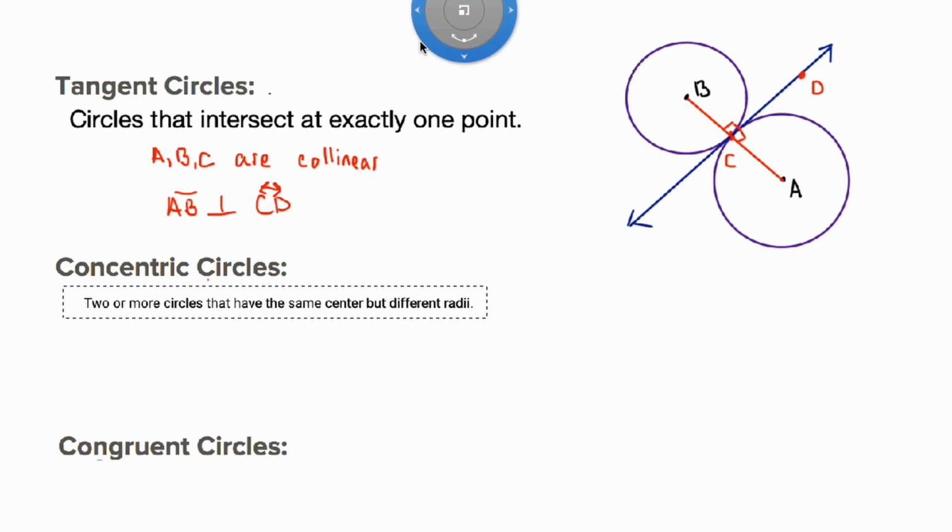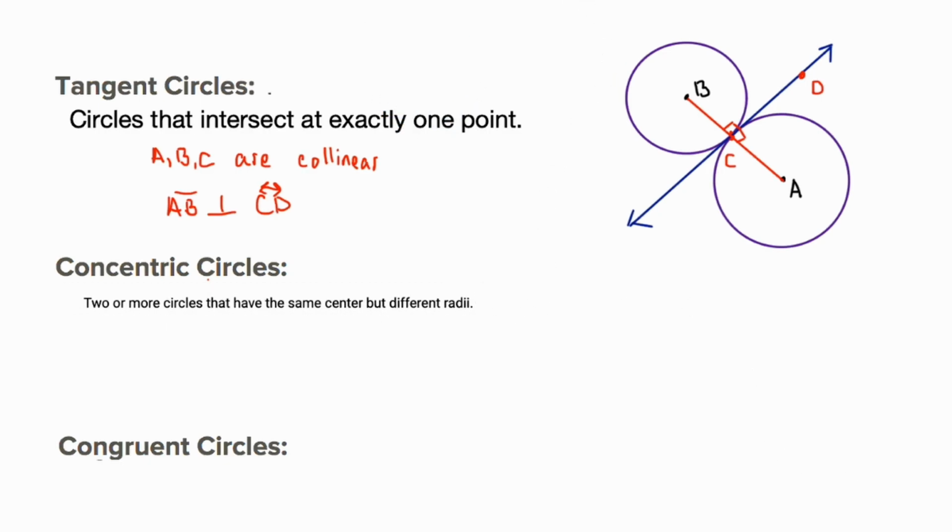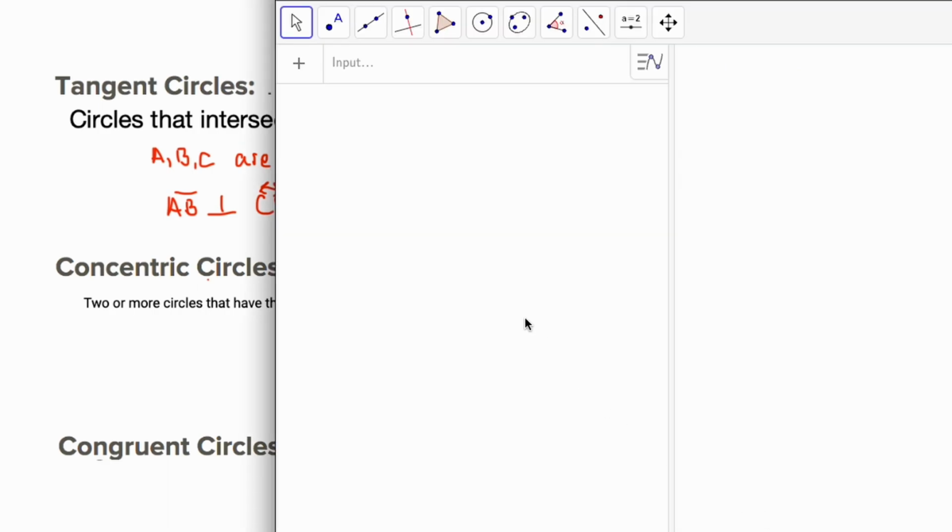Two or more circles that have the same center but different radii. Radii is just the plural of radius. I don't say radiuses.